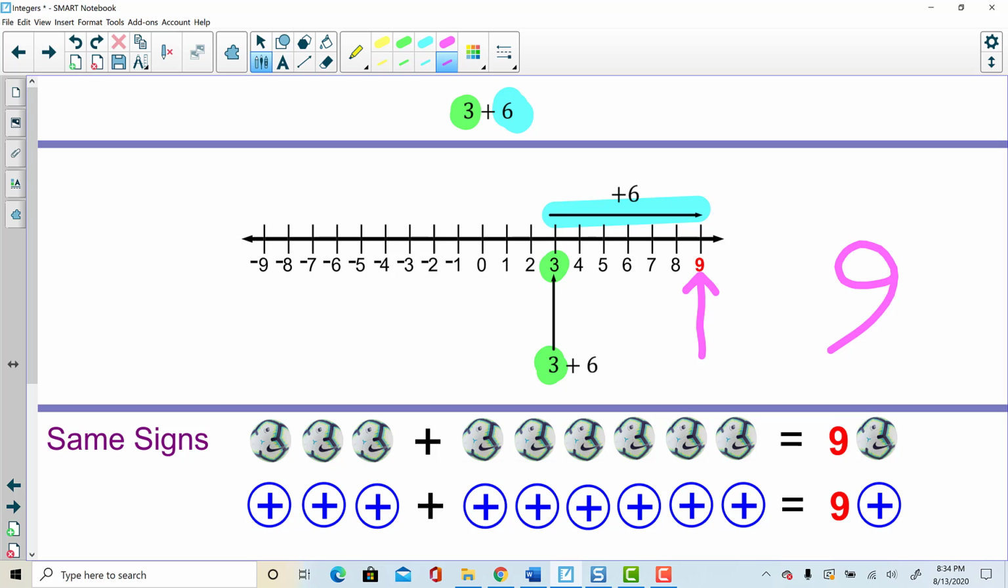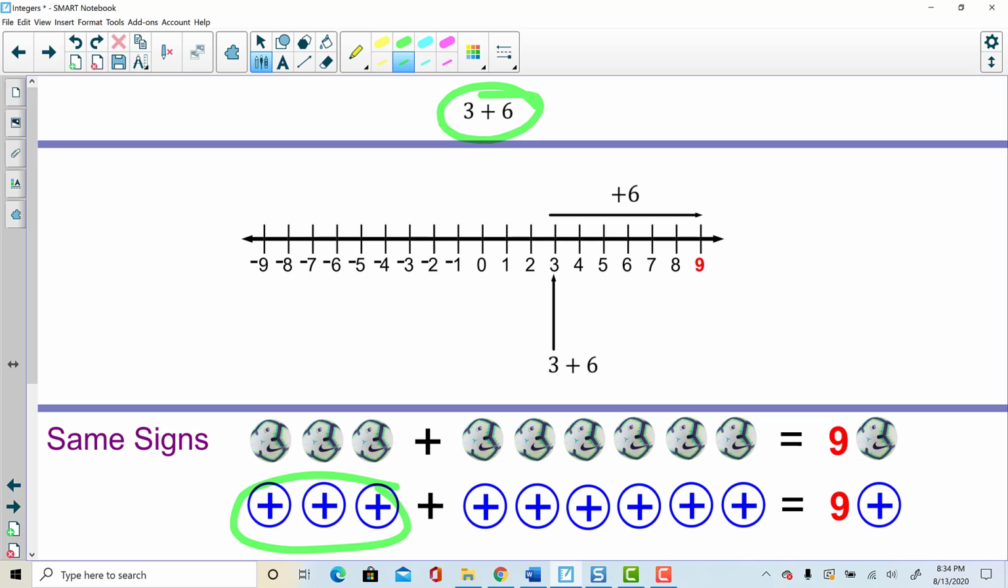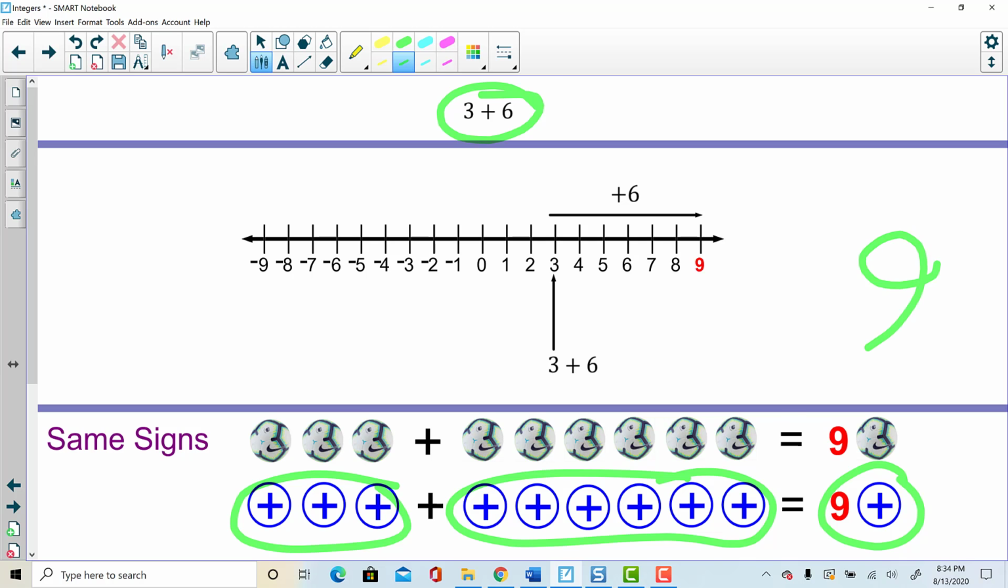Usually we don't do it that way. Now at the bottom, I'm going to show you with the same sign. It's just an example with soccer balls. This is pretty obvious: if you had 3 soccer balls plus 6 soccer balls, you would have 9 soccer balls. Okay, we don't have soccer balls. What we have is positives. So I've got 3 positives plus 6 positives. That's 9 positives, which is just +9. So the answer was +9.